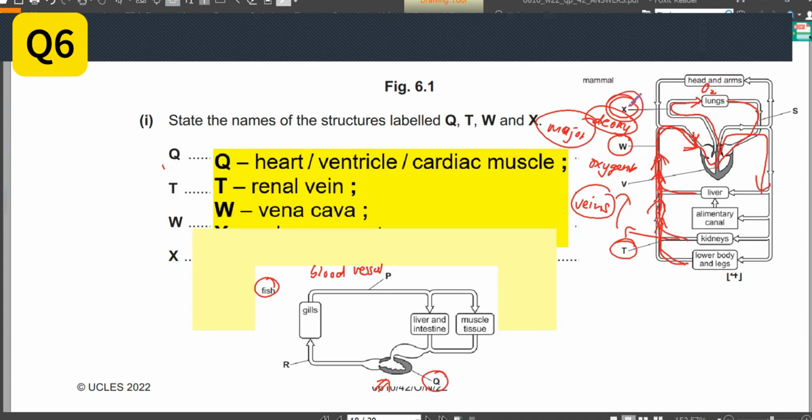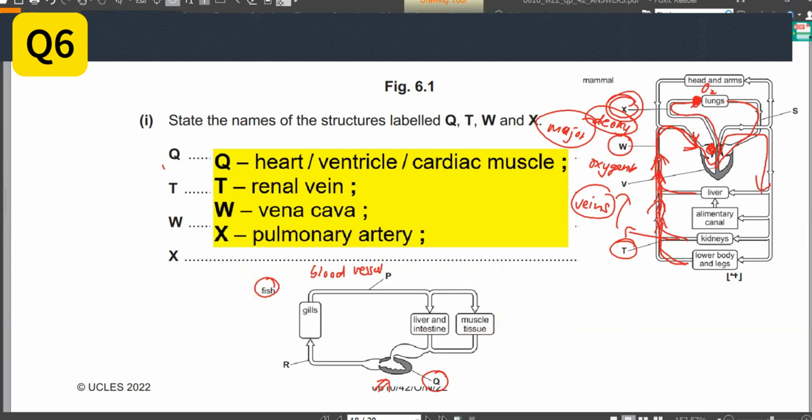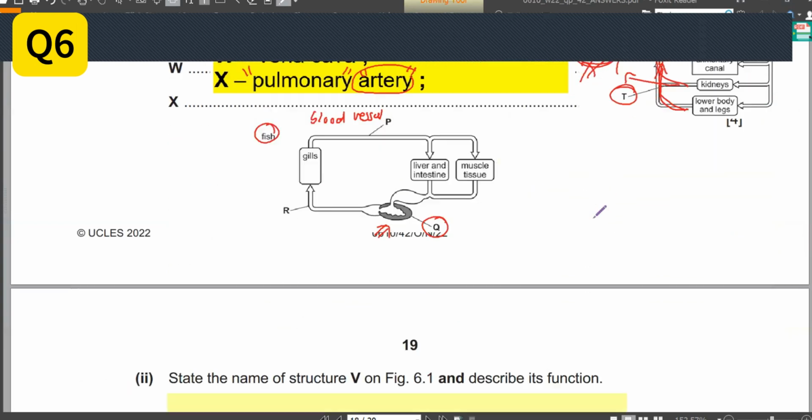So X here is a specific blood vessel that is responsible for sending the blood from the heart to the lung. This specific blood vessel is called the pulmonary artery. So it makes sense. Pulmonary means it's related to the lung. Artery means the blood vessel coming out of the heart. They are always called arteries. The blood vessels returning back to the heart are veins. So that's the main idea.